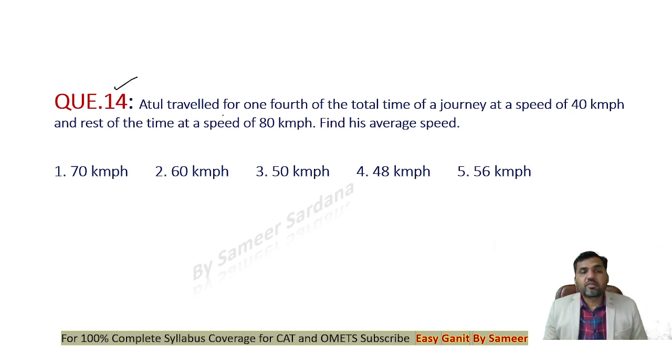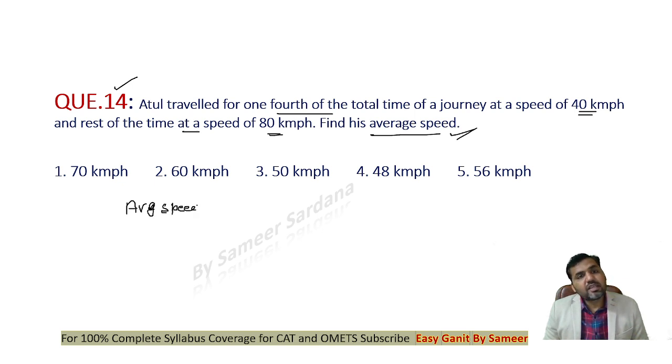Now look at this question number 14. Atul traveled for 1/4 of the total time of a journey at a speed of 40 km per hour and the rest of the time at a speed of 80 km per hour. Find the average speed. So guys, keep this in mind: whenever you're finding the average speed, average speed is nothing but total distance traveled divided by total time taken, right? That's your average speed.